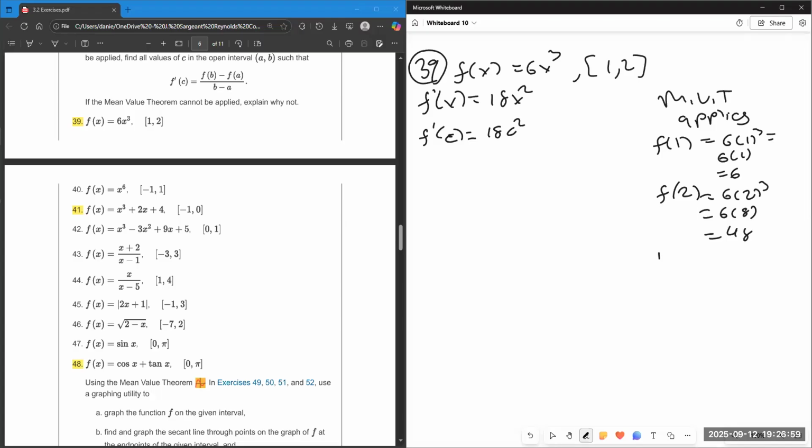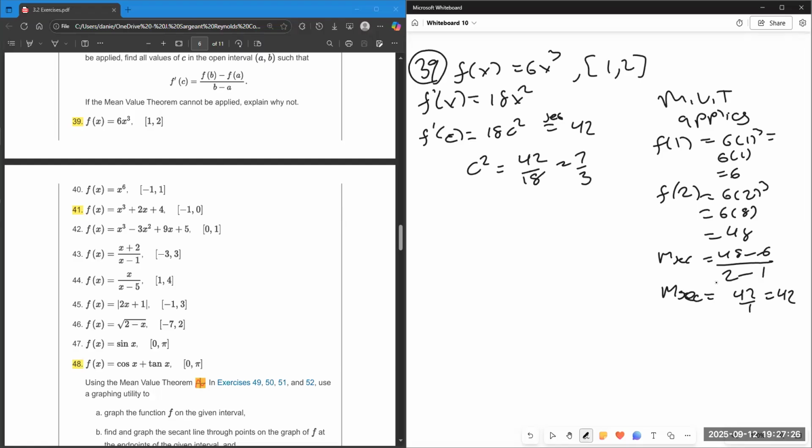So we have the slope of the secant line is 48 minus 6 over 2 minus 1. That's 42 over 1, which is 42. I want to set this equal to my average rate of change of 42. c squared is 42 over 18. So this is 7 over 3. c is, I have no problem with you leaving that as root 7 over 3, because 7 and 3 have no common factors. There's no reason that I see to rationalize that.